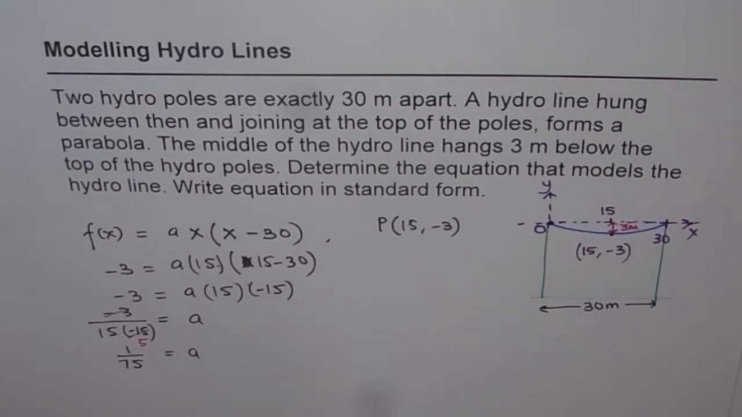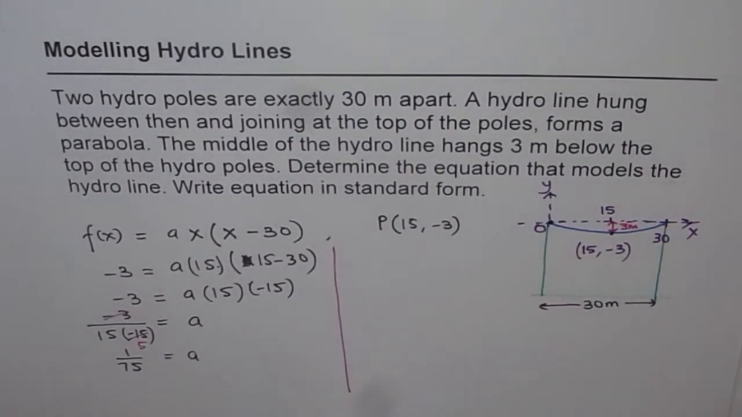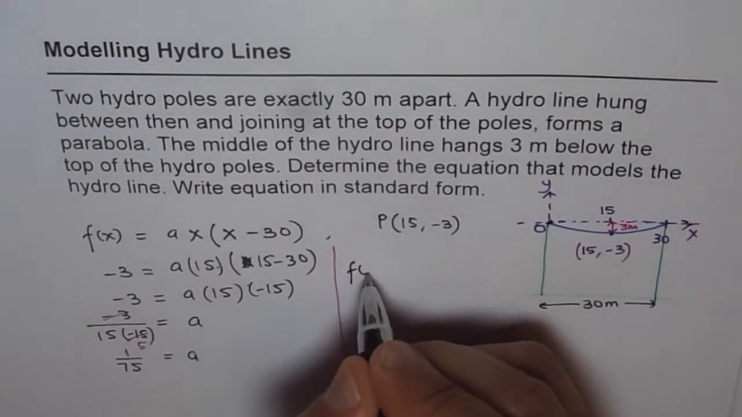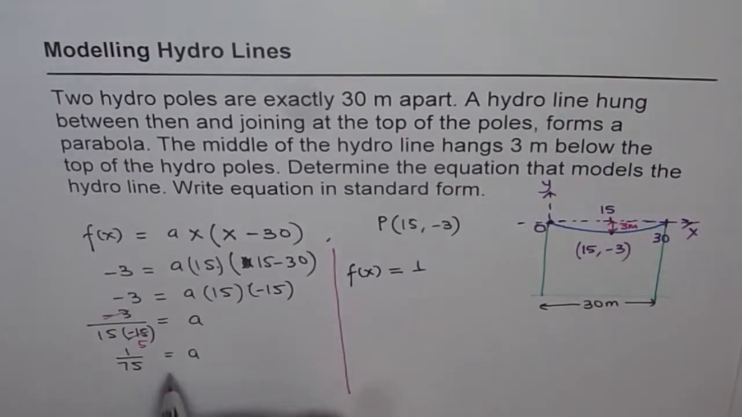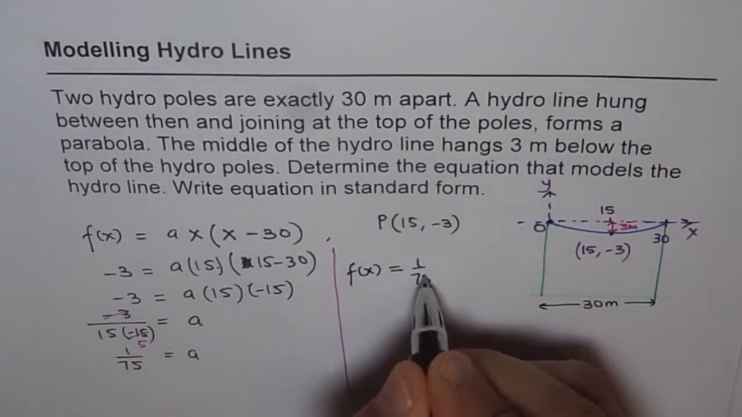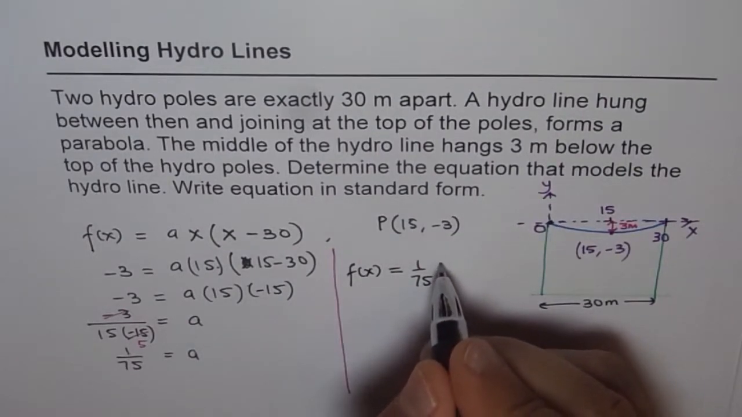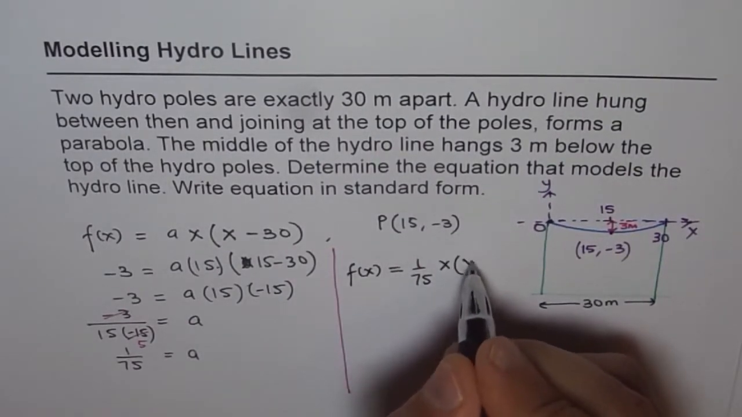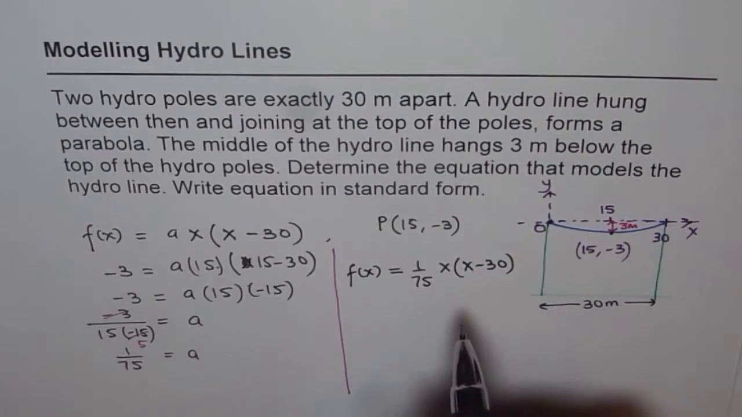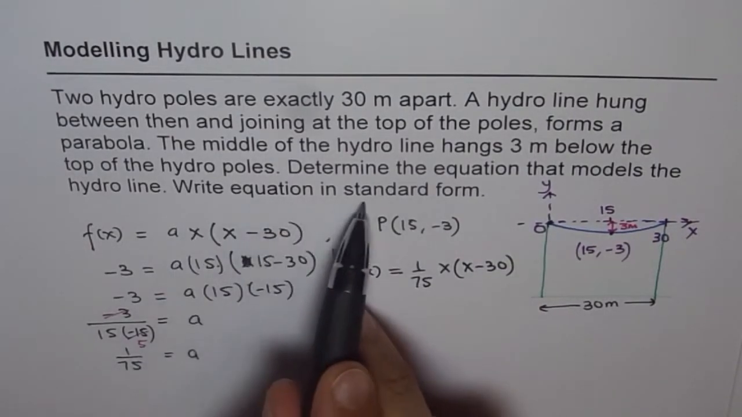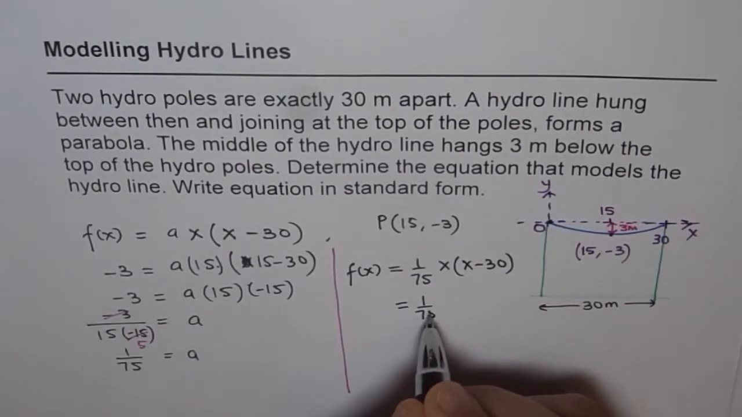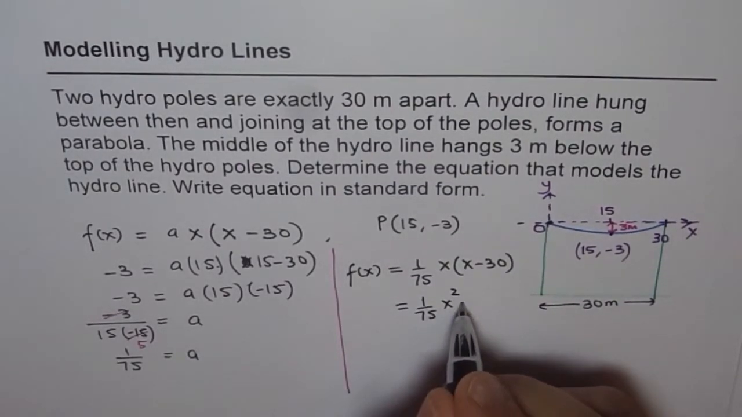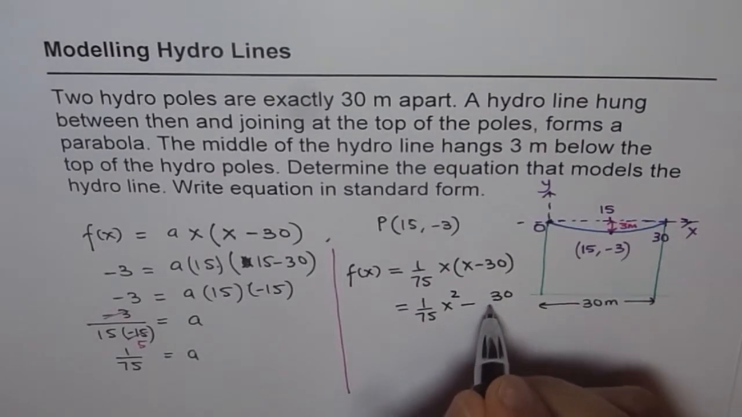And now we can write down our function, right? So let's write down our function as f of x equals 1 over 75 for a, right? Now a is 1 over 75 times x times (x minus 30). Since we have to write the equation in standard form, we can write this as 1 over 75 x squared minus 30 over 75 x.